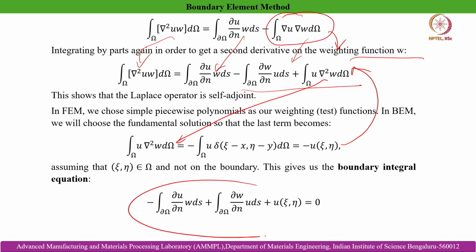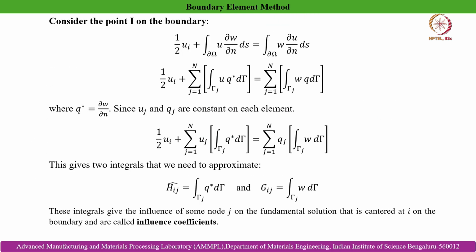So now we are converting this equation into a boundary element matrix-based algebraic equation. Multiplying u_i by Cp, where Cp is 0.5, we get half u_i plus the integration over del omega of u del w del n ds is equal to the integration of w del u del n ds. Then we can write it in the form of a series, summation of j equal to 1 to n, because we have divided the domain into n elements.